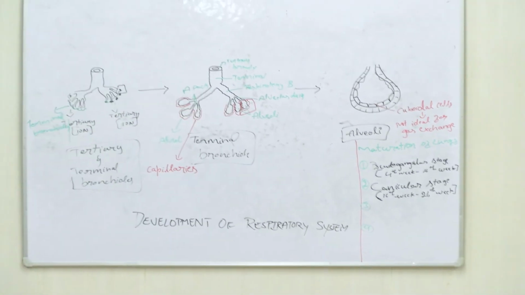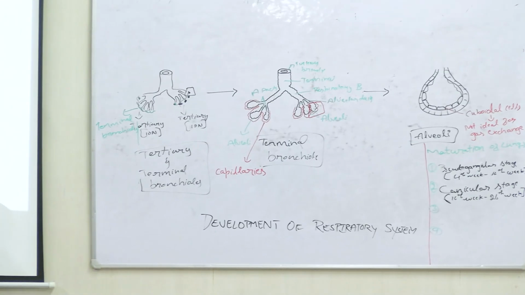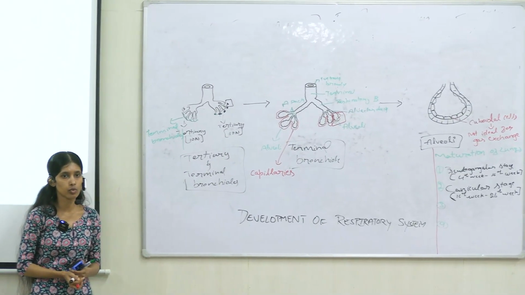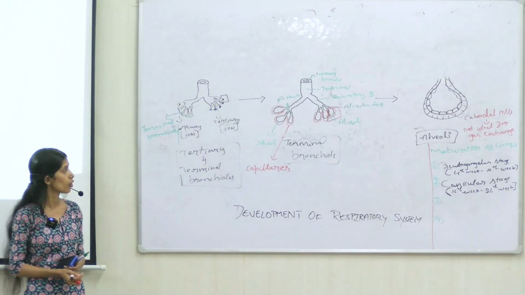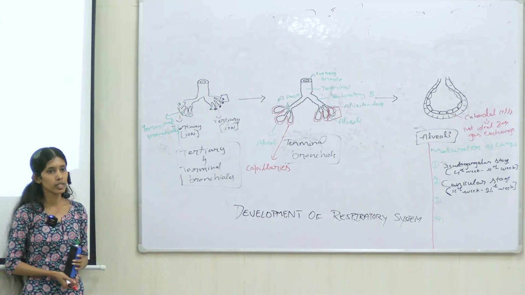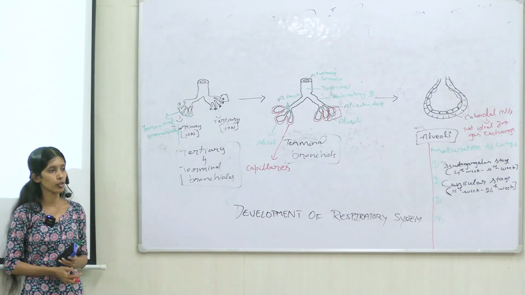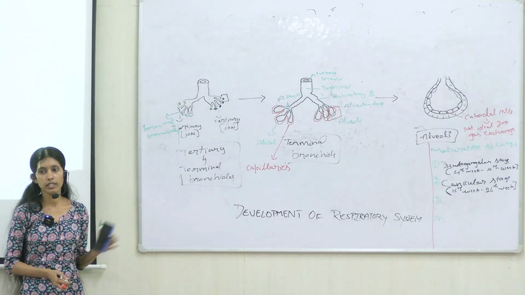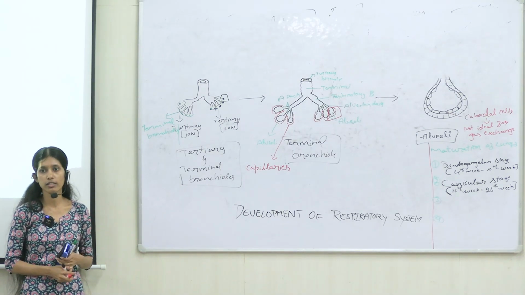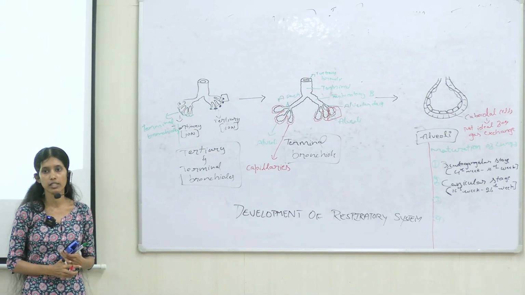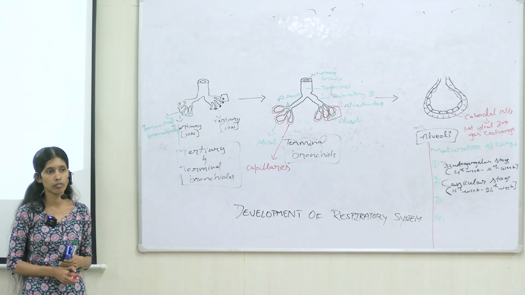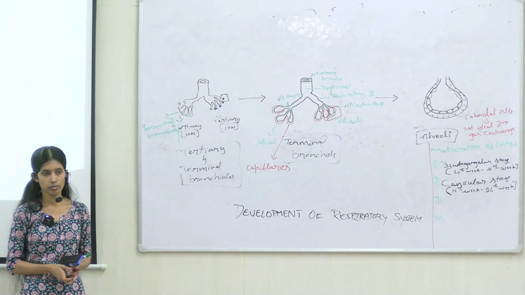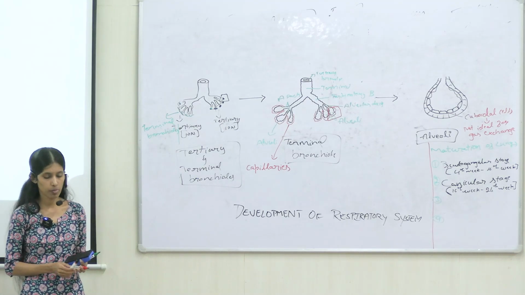In the canalicular stage that extends from your 16th week to 26th week, we can see the formation of terminal bronchioles, respiratory bronchioles and alveolar ducts, alveoli. In this stage, the alveoli is lined by your cuboidal cells, which are not very ideal for the exchange of gas process. Is it clear for everyone?